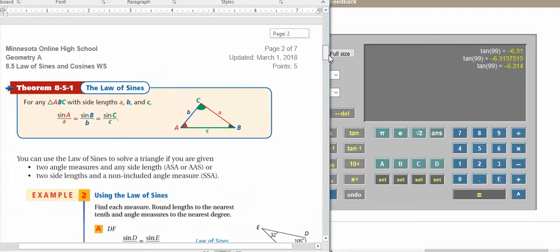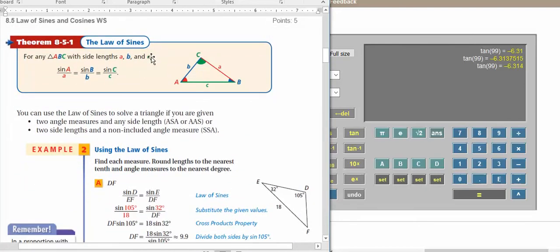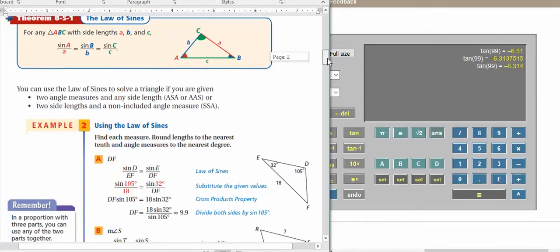All right, so you're going to go ahead and use the calculator to answer these questions. Next up, we're going to use the law of sines. This is the law of sines right here. For any triangle ABC with side lengths A, B, and C, the sine of angle A over side A will be equal to the ratio of the sine of B over side B, which will also be equal to the sine of angle C over C. You just pick whichever two work for your problem, and you set up a ratio, and then you solve the proportion with cross products.